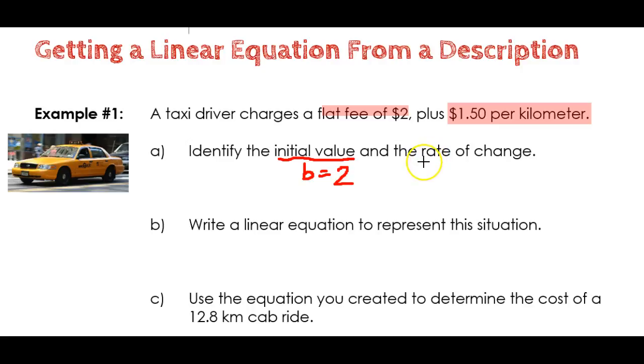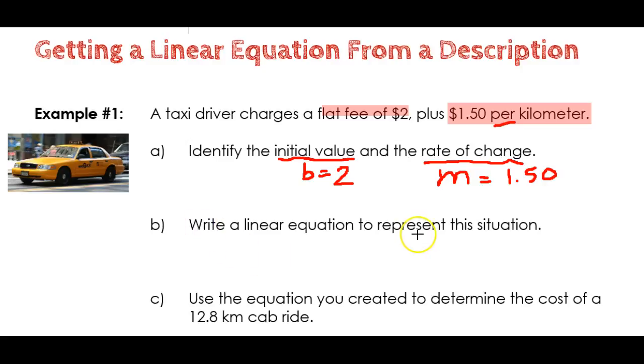And so now I want to know the rate of change. And so in this question, what tells me that piece of information is in fact a rate is the fact that I see this per, right? So I know my slope, the thing that's changing with every kilometer that I move, is the $1.50. So I'm going to put 1.50. So there's my slope and my intercept.